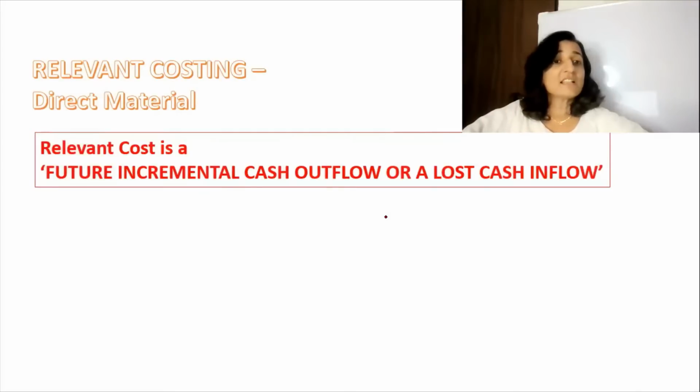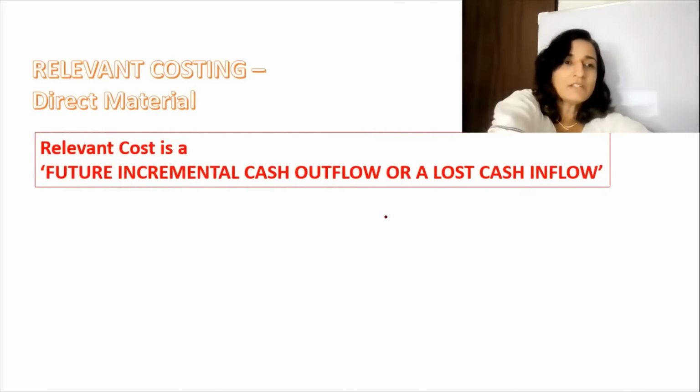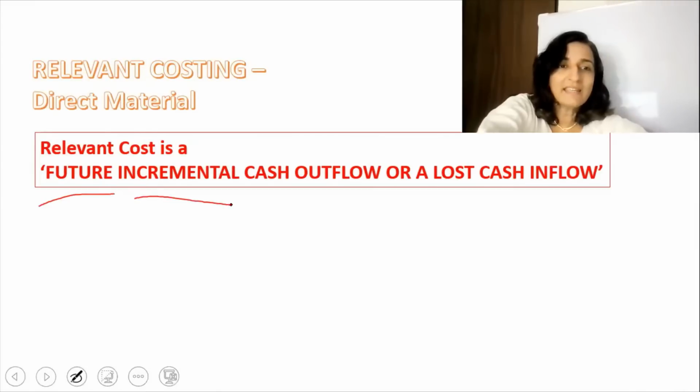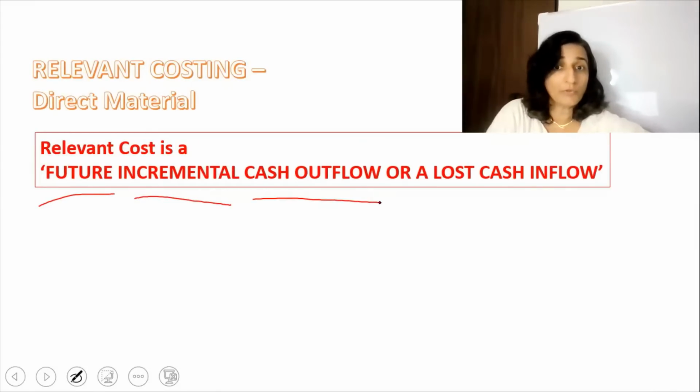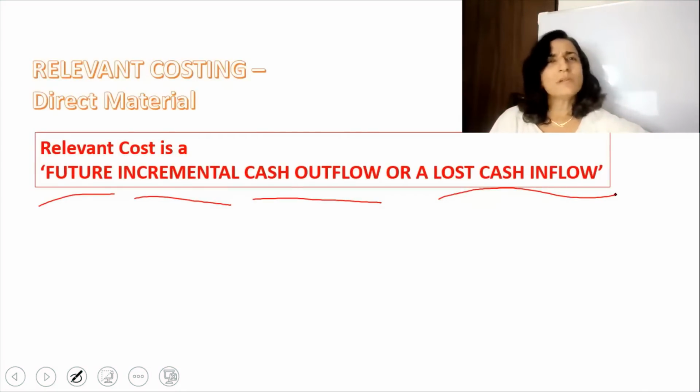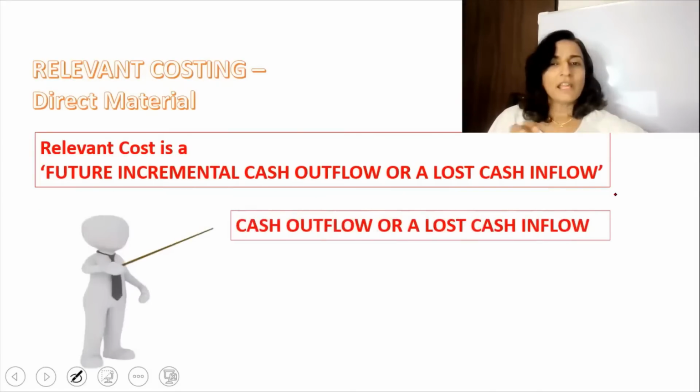So in the previous class, what did we study about relevant cost? Relevant cost is related to the future. It is incremental or an additional expense. It is a cash outflow, or it could also be a lost cash inflow. This was what we studied in the previous class. Now this seems to be a bit long, right? So we can shorten it only for the purpose of raw material: cash outflow or a lost cash inflow.